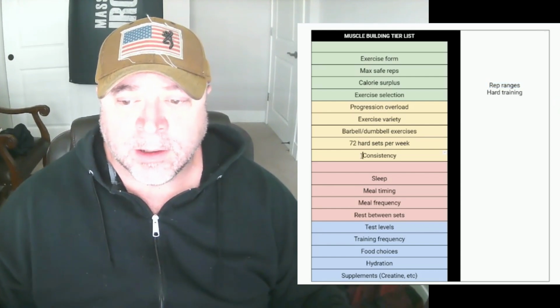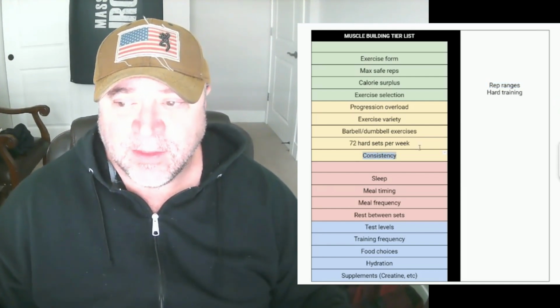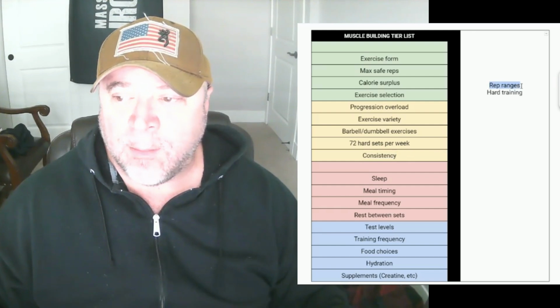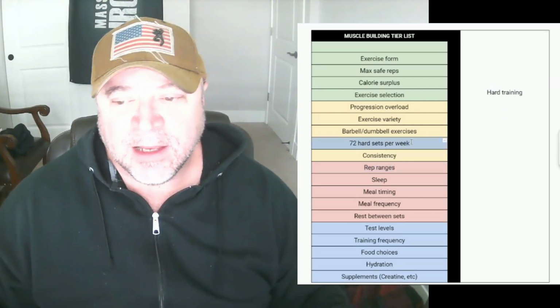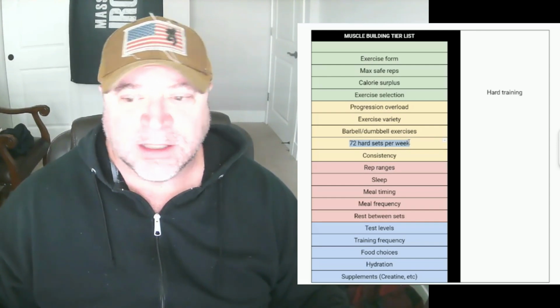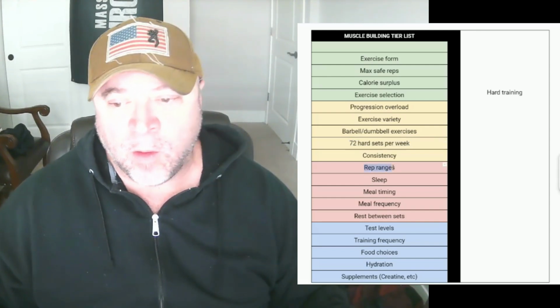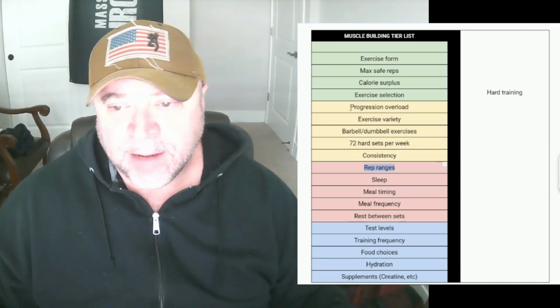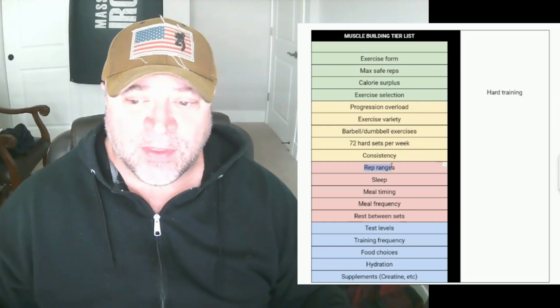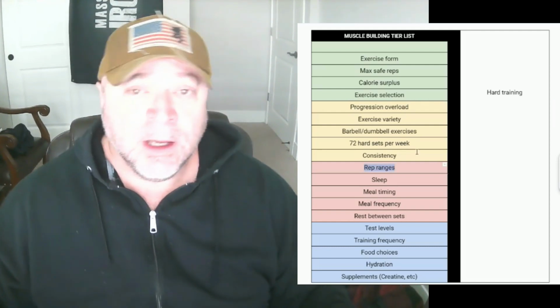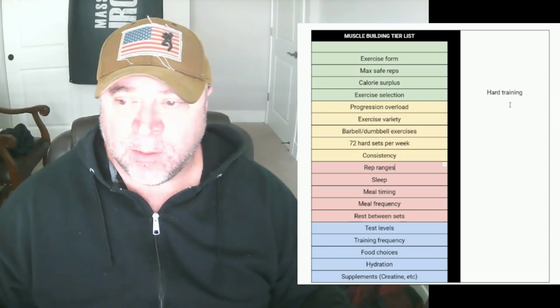It's more important to be consistent than it is to worry about what rep ranges we're working in. It's more important to get in at least a reasonable amount of hard sets per week than to worry about what rep ranges we're in. And, obviously it's more important to focus on progressive overload than to worry about the vehicle, the rep range. So I'm going to keep rep ranges down here below consistency.